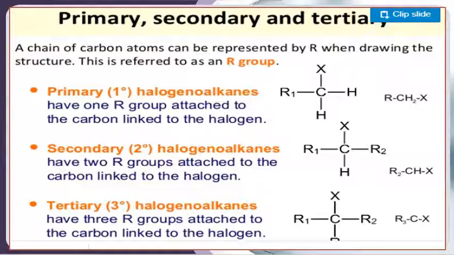Now, what is tertiary alkyl halide? Tertiary alkyl halide is called 3 degree alkyl halide, in which the halogen atom is attached to the tertiary carbon atom. What is a tertiary carbon atom? It is the carbon atom that is attached to the halogen and is simultaneously attached to 3 other carbons, or we can say 3 alkyl groups. This is called tertiary alkyl halide.